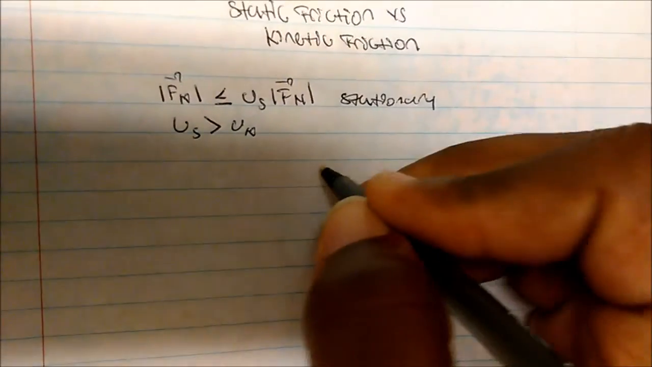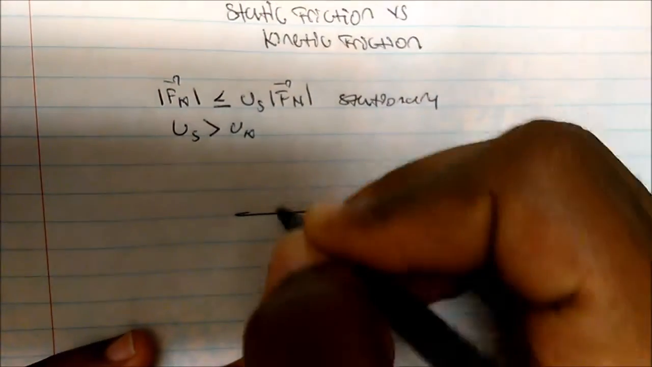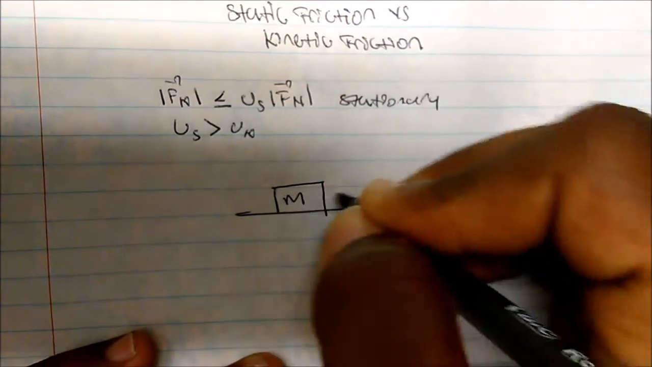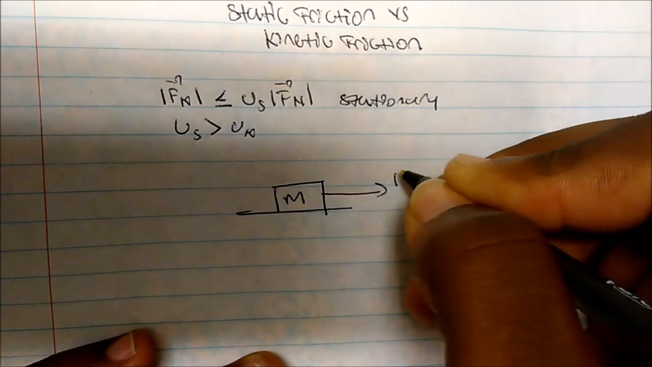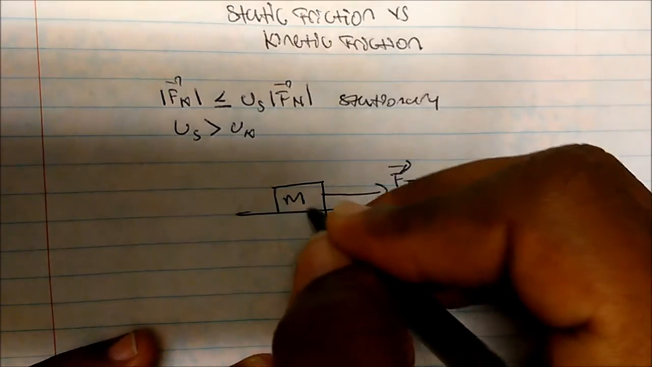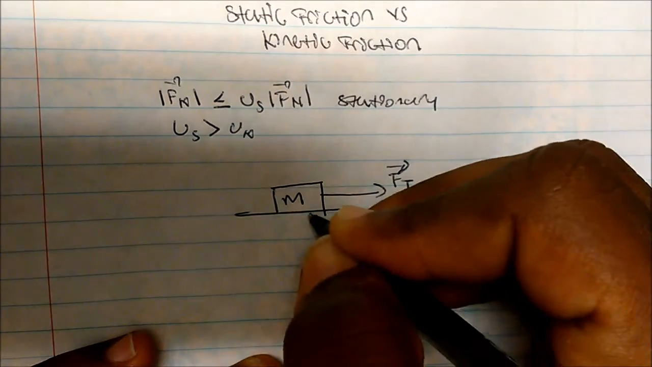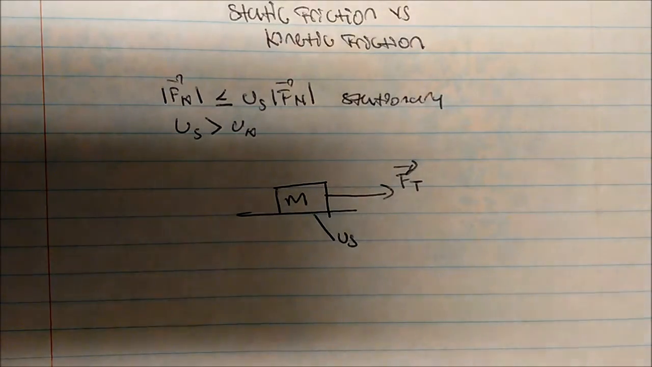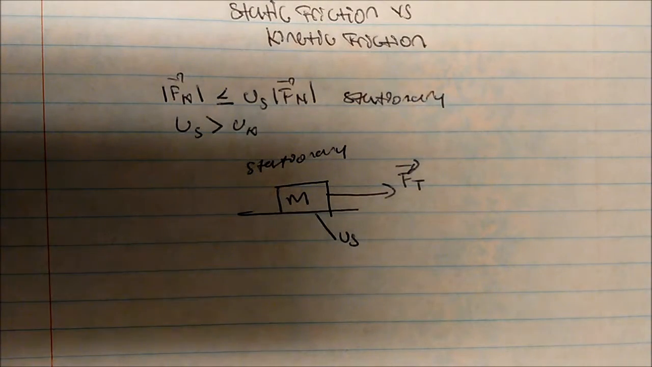Say, for example, this is a surface. I have a surface and I have some sort of mass. I'm pulling with some sort of tension, so maybe this is the force of tension. I'm pulling with some tension and I have static frictional force between the block and the ground. So the object is stationary. Now, maybe I'm going to put down some choices here.